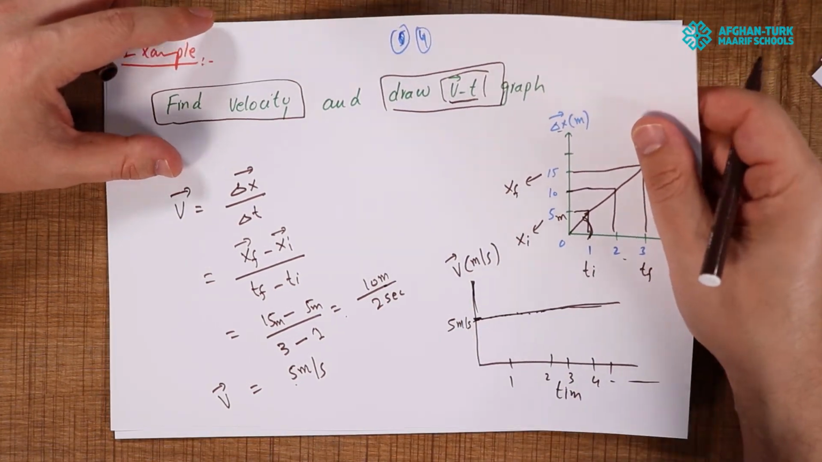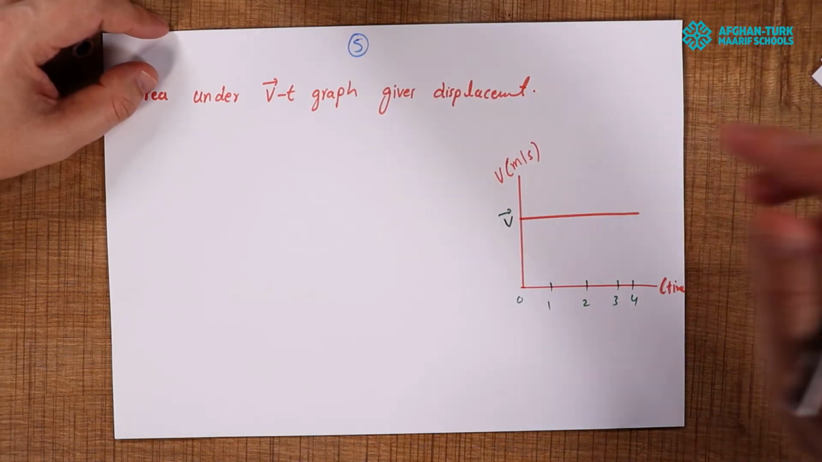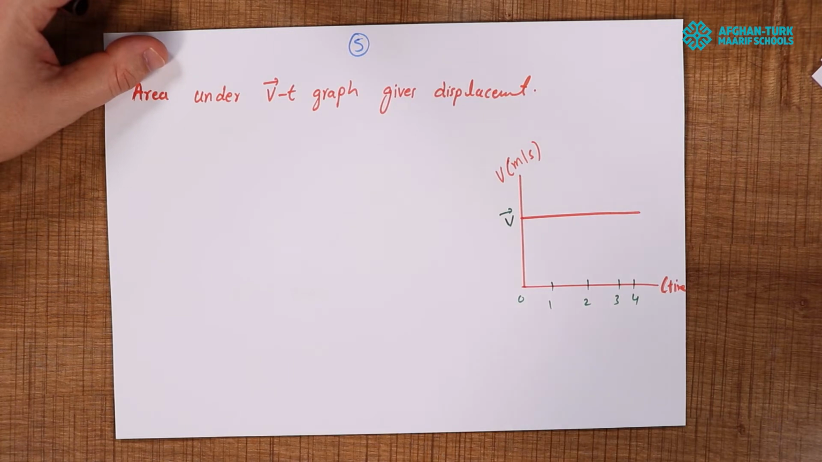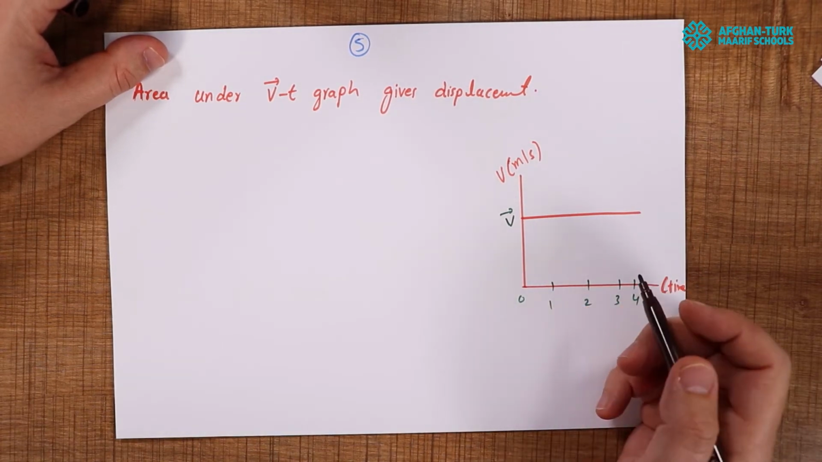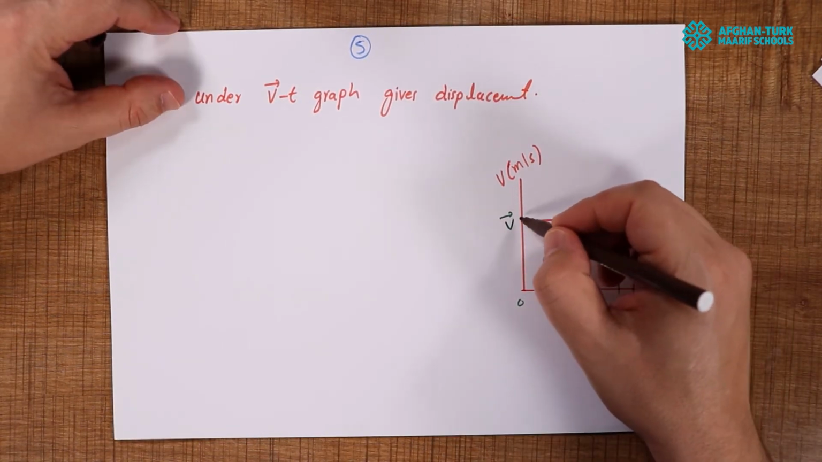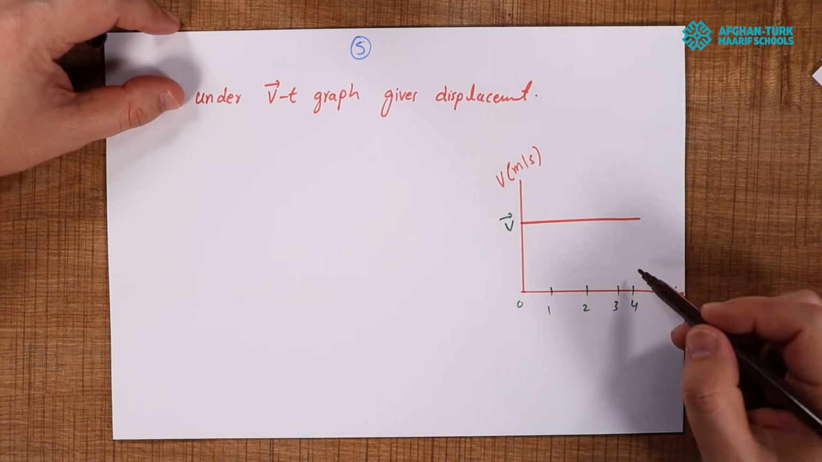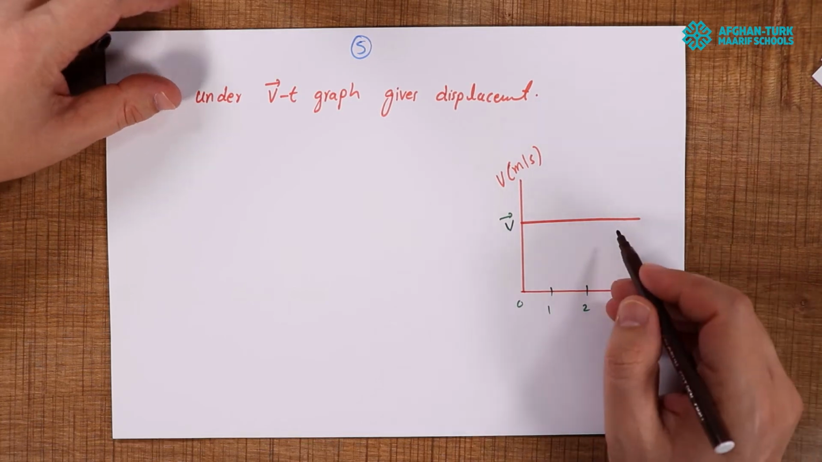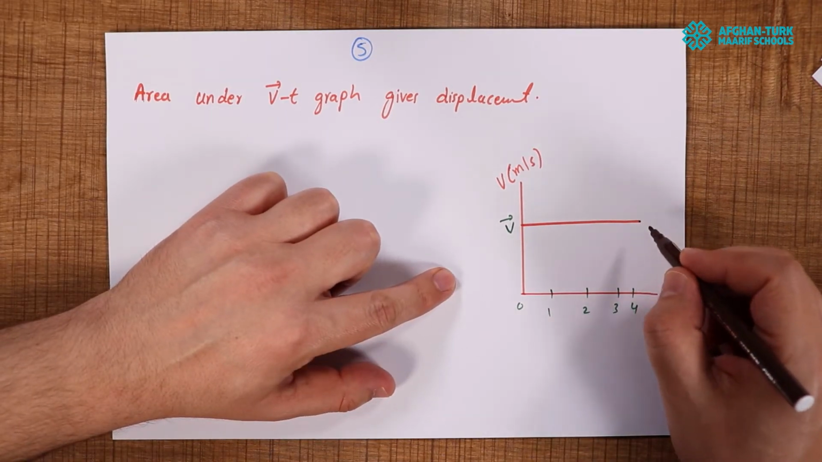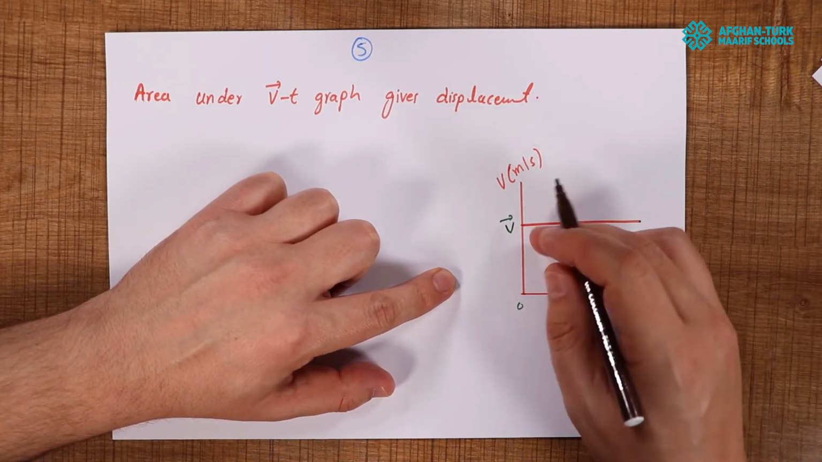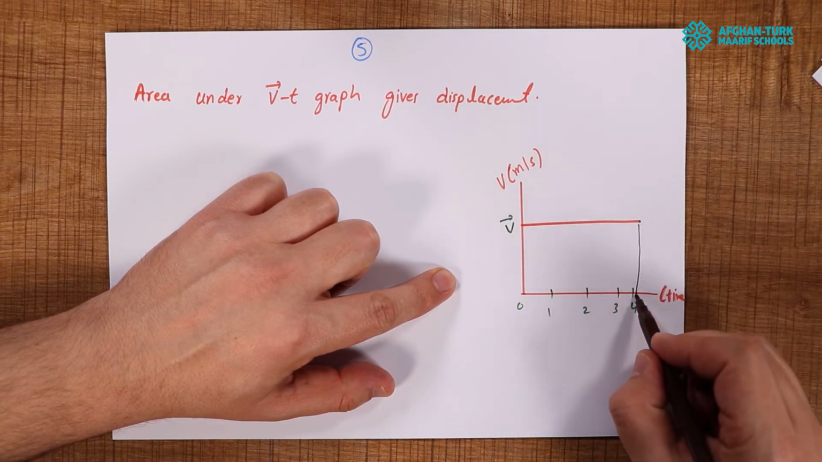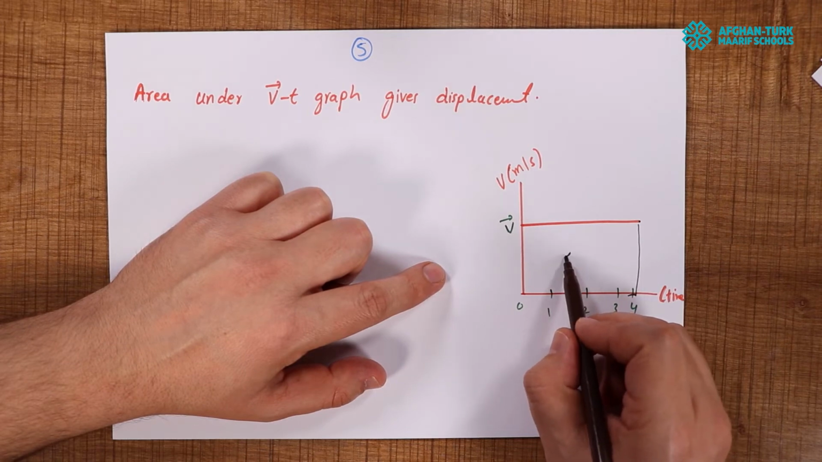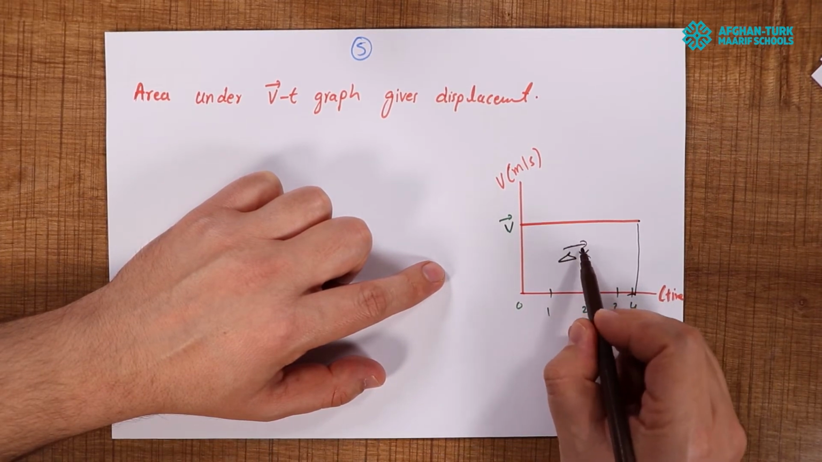Okay, let's see another example. Area under the VT graph gives us displacement. Like in the previous page we already discussed, if we have a graph like this, it gives us the displacement. For example, if we join or combine this part, here a rectangle is made, and this rectangle's area is equal to delta x, or displacement.